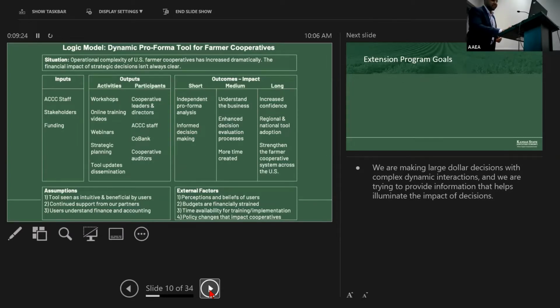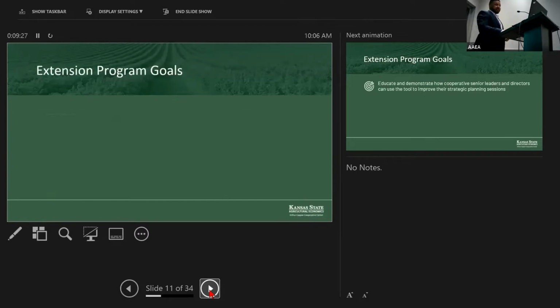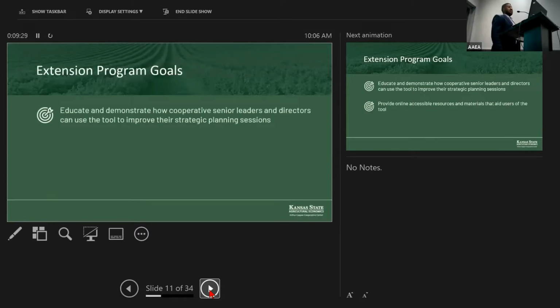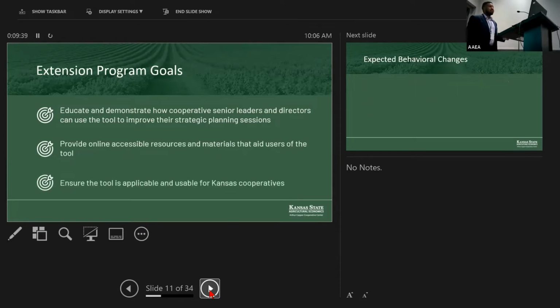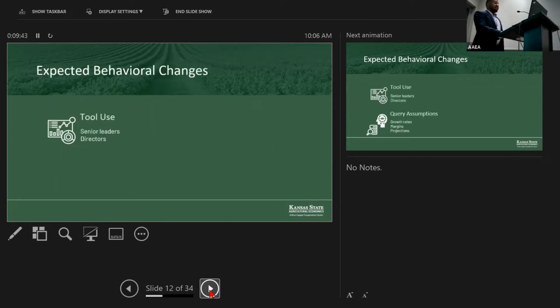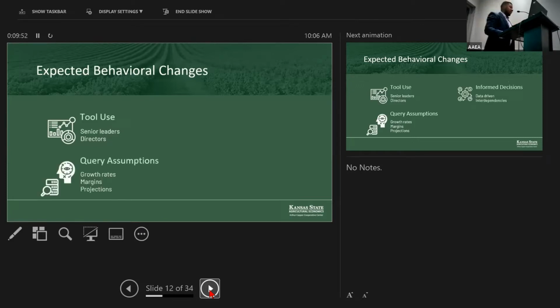So our extension program goals are to educate and demonstrate how this tool can be used effectively in strategic planning sessions. And we're also going to provide online material for the users of the tool. And lastly, we're going to ensure that this tool is applicable and usable for our users. Our behavioral change that we expect to see are adoption of the tool and its use by the senior leaders and directors in these strategic planning sessions. And we'd like to see an increased willingness to query assumptions.